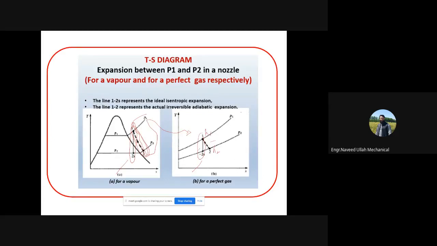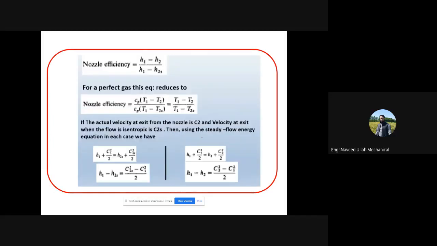Okay, so here, for example, if you have H1 enthalpy here and H2 here, and here you will be having H2S. So based on these three, you can have this. H1 minus H2 is your actual enthalpy drop. H1 minus H2S is the isentropic enthalpy drop. Okay, and you can relate this: H is equal to Cp times T. You know this very well from the previous chapter.